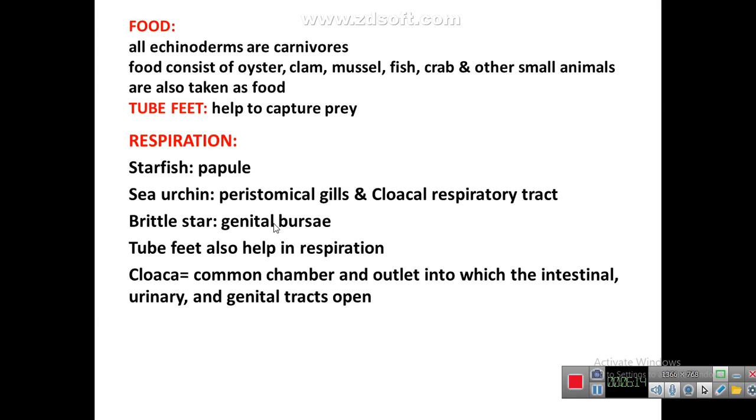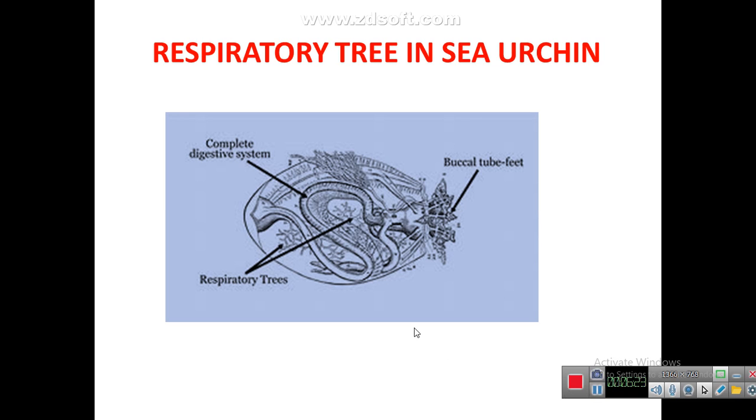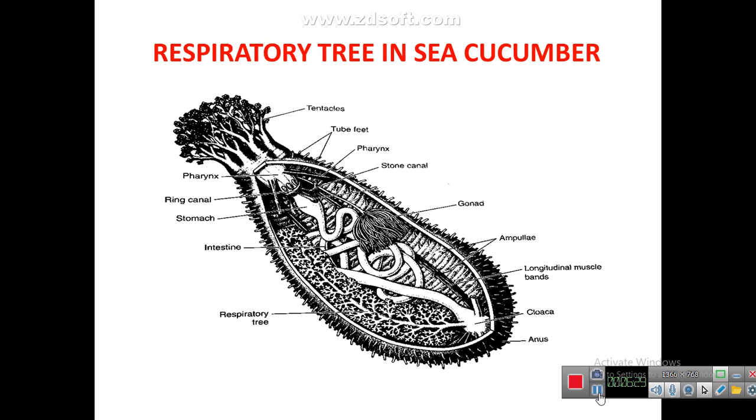Brittle star has the respiratory organ genital bursae. Tube feet also help in the process of respiration. This is a diagram of the sea urchin in which this respiratory tree or tract is present. Another member of the phylum Echinodermata is the sea cucumber, in which this is the respiratory tract or respiratory tree that is attached to the cloaca.